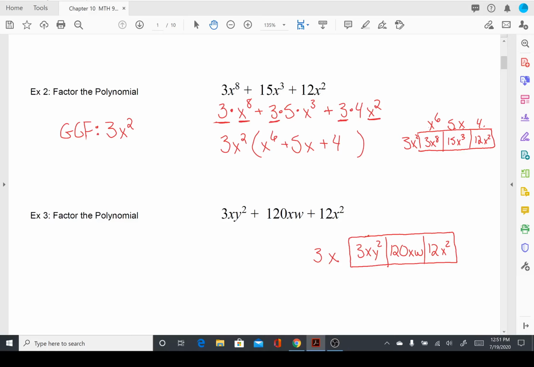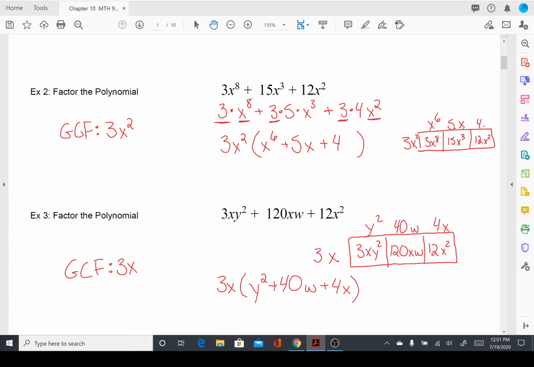So what do we need here? We need the y squared. 3 times what makes 120? Good question. It looks like 40. And we still need the w, so 40w. 3 times 4 made the 12. And we still have an x. All right, and so with this one, 3x was our greatest common factor. And we're going to factor our polynomial by rewriting it.